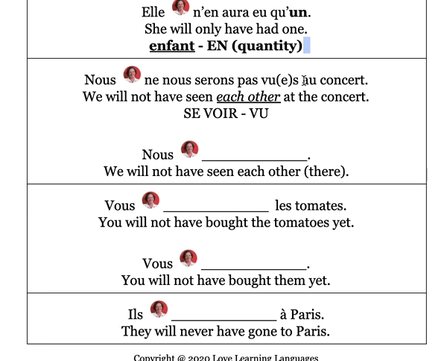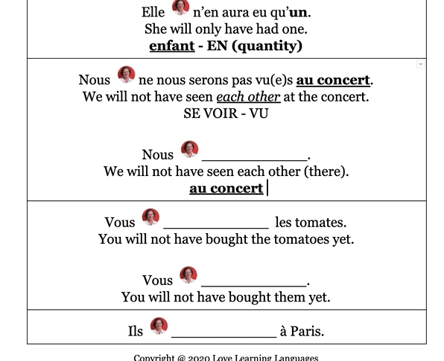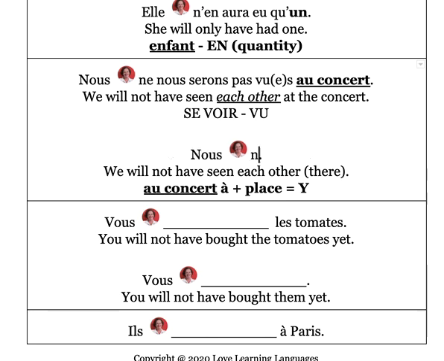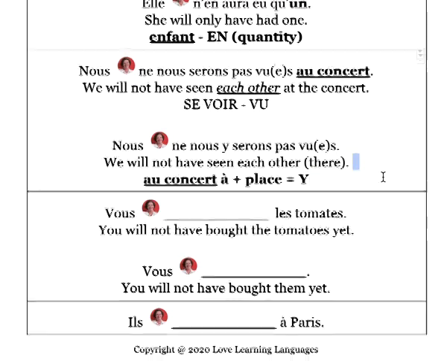D'accord. What I want you to replace is au concert with a pronoun. So again, we're talking about a place, so we need to use the pronoun y. Voilà. Donc, let's get all these pronouns in here because now we have a reflexive pronoun and the pronoun y. D'accord? Donc, nous ne nous y serons pas vus. Voilà. That's great. All right.